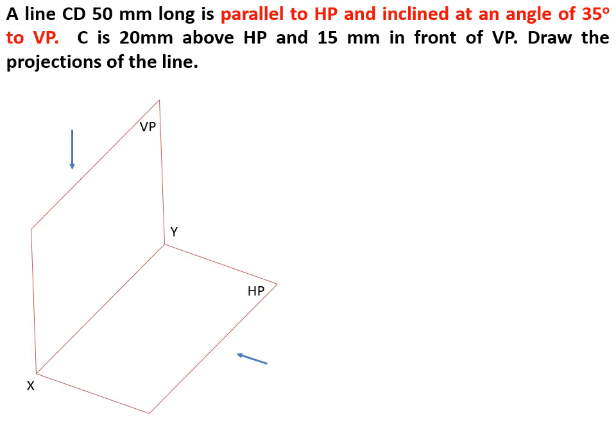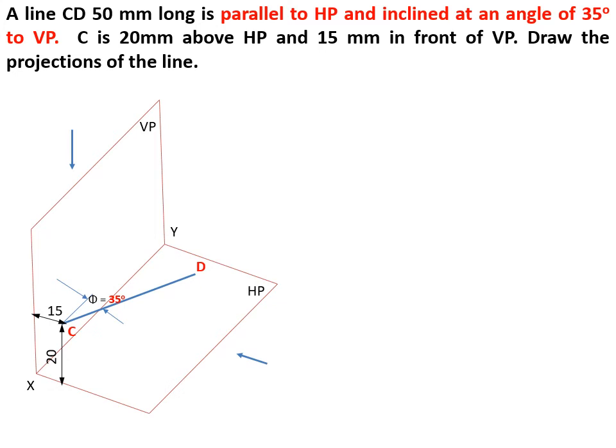Here it is inclined at an angle of 35 degrees to VP. In the previous case, it was the inclination with respect to HP. Now it is the inclination with respect to VP. So first of all, you have to keep the line parallel to HP. Now it is parallel to HP. Now you can make an angle with respect to which one? VP. From the top view, you can clearly see the inclination of the line is 35 degrees, and C is 20 mm above HP and 15 mm in front of VP.